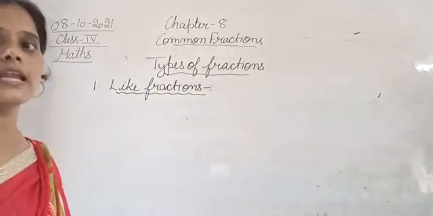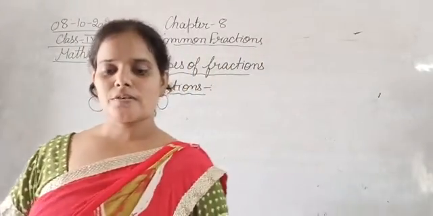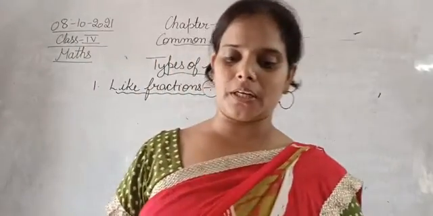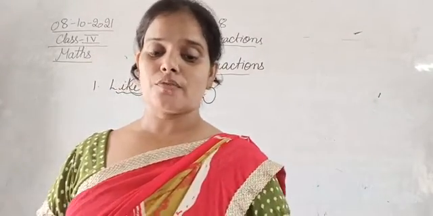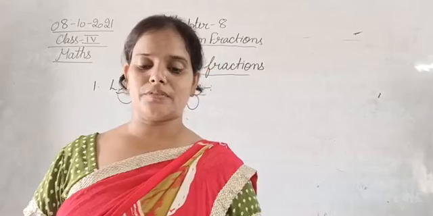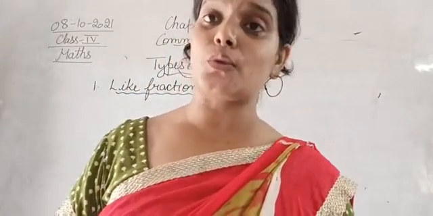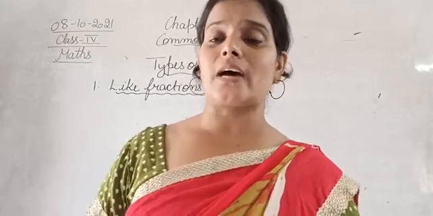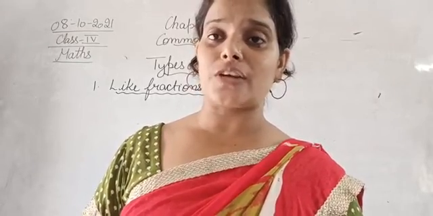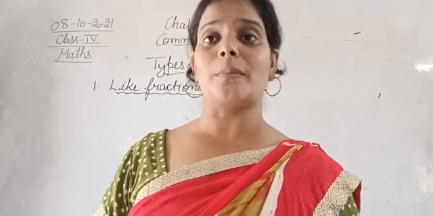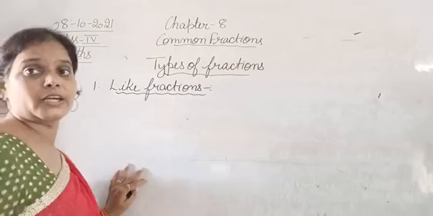Now what are like fractions? Fractions having the same denominators are called like fractions. For example, they have given. So which are the like fractions? Like fractions are those fractions which have the same denominators. Okay, so like fractions कौन सी fractions होते हैं? इनके सबके denominators same होते हैं. So you have to write it in your notebook.